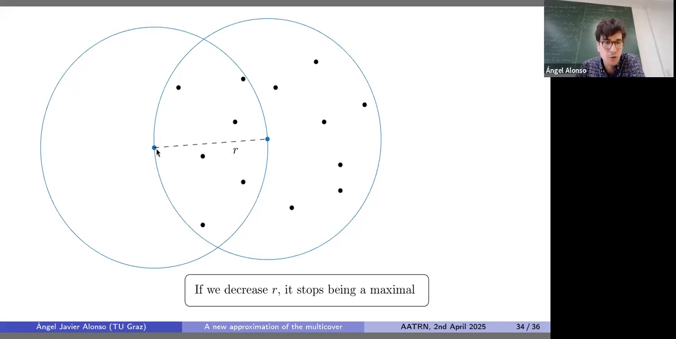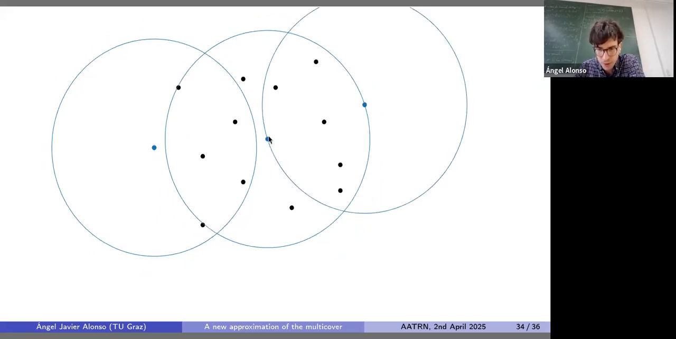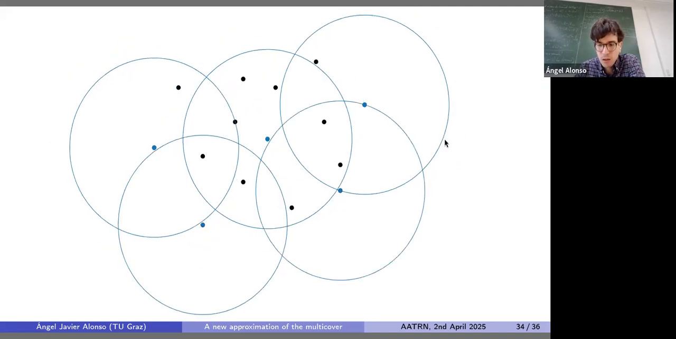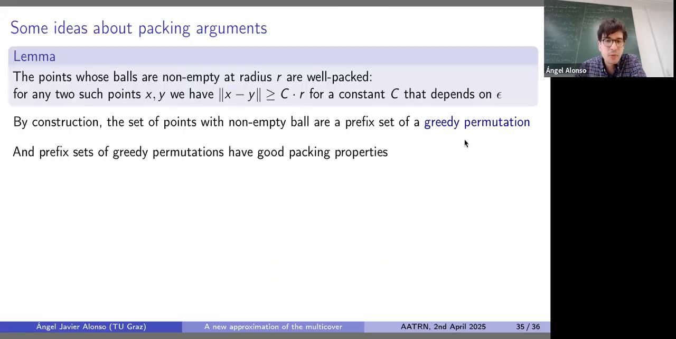We could be at this point, so we add it. So these 2 points, for this radius R, are an R-packing and maximal in that way. So we could keep doing that. So we have a nested sequence of maximal R-packings. And this is what eventually is going to give us these packing properties.